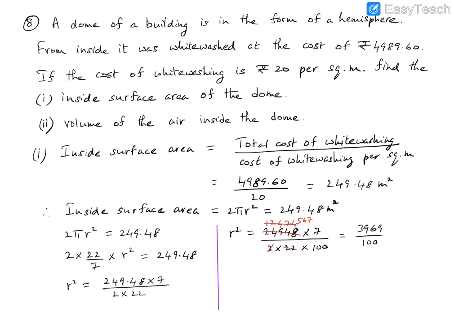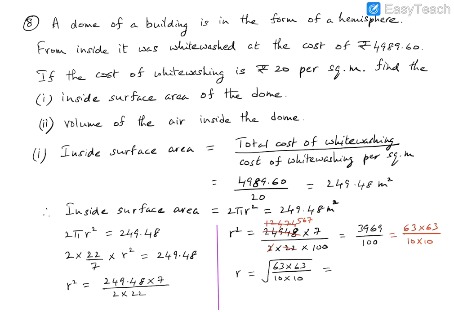square. So we can write this 3969 divided by 100 as 3969 is nothing but the square of 63. So that's 63 into 63 divided by 100 is the square of 10, so that's 10 into 10. So r square is 63 into 63 divided by 10 into 10. So therefore we can write r as the square root of that. So it's square root of 63 into 63 divided by 10 into 10.